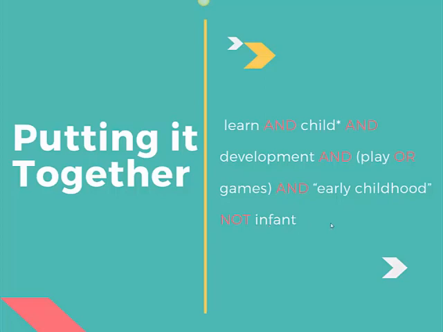Now, the one trick we didn't talk about is those little quotation marks. So here you see we have early childhood in quotations, and that's so we can make sure that we find that phrase together. We want the words early and childhood together. We don't want early in one sentence and childhood in another sentence down the page. We want them right next to each other.